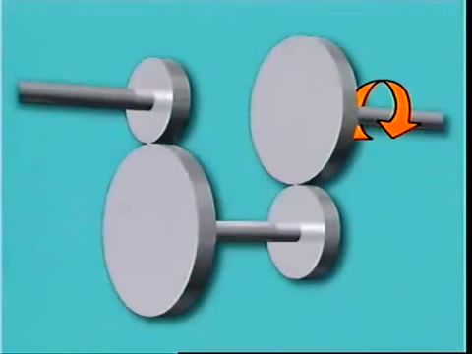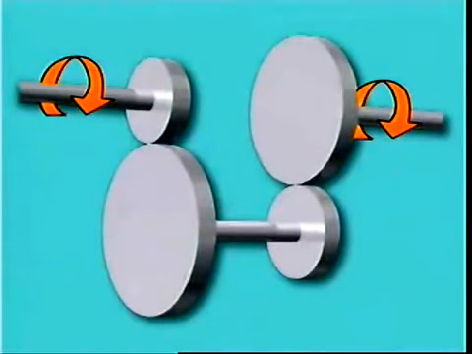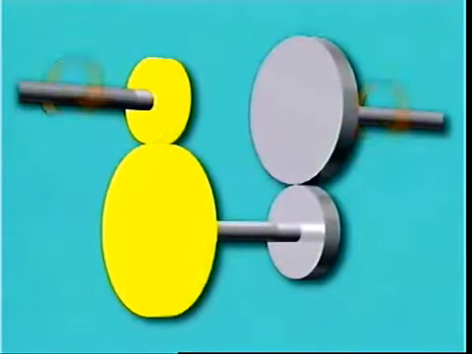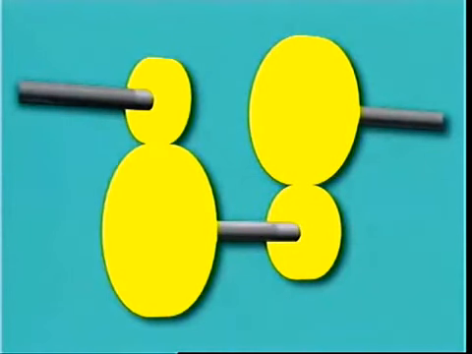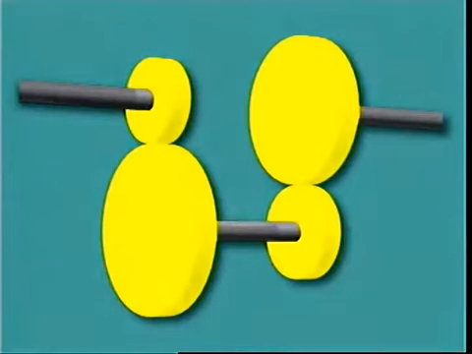The output turns in the same direction as the input, but at a reduced ratio, depending on the relative sizes of the gears. Since 2 pairs of gears are involved, their ratios are compounded or multiplied together.